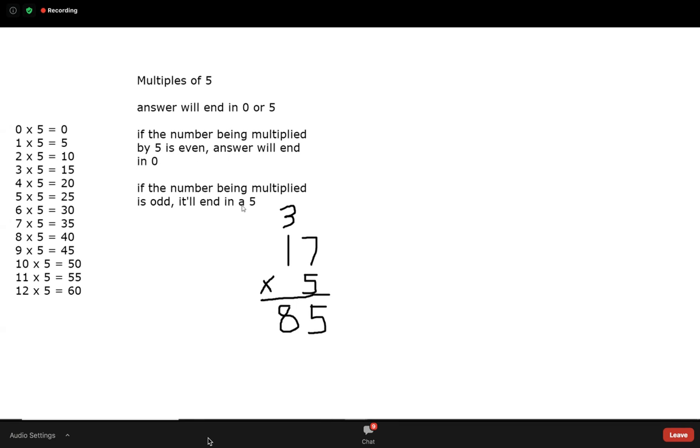And the way we would check this is by making sure that since the number that is being multiplied, which is this 17, is an odd number, it will end in 5, which it does. 85, its final digit is a 5. So it passes our check. If anyone has any questions, go ahead and ask them now. If not, we'll do one more problem with working with these 5s.